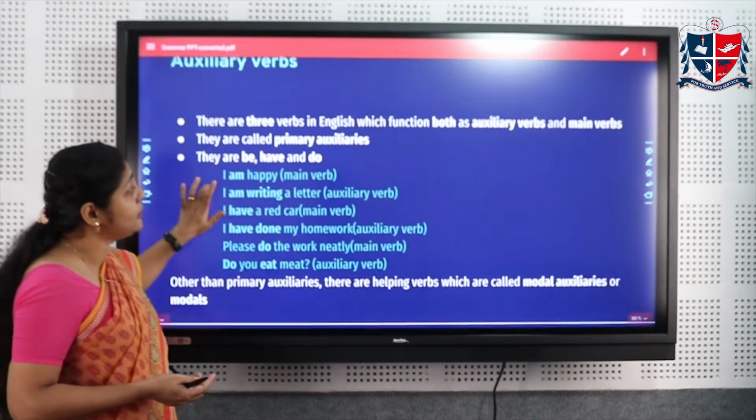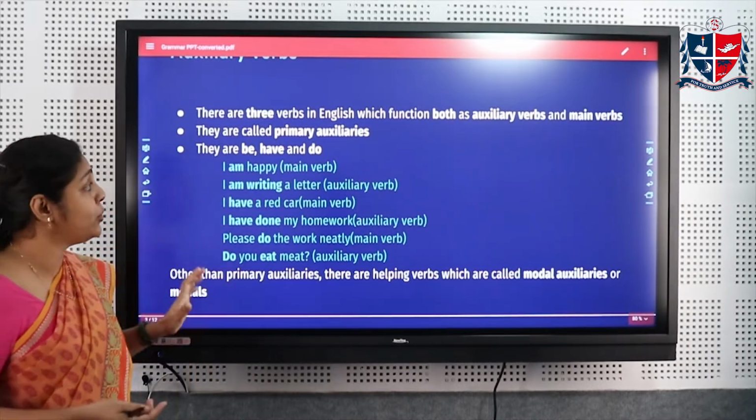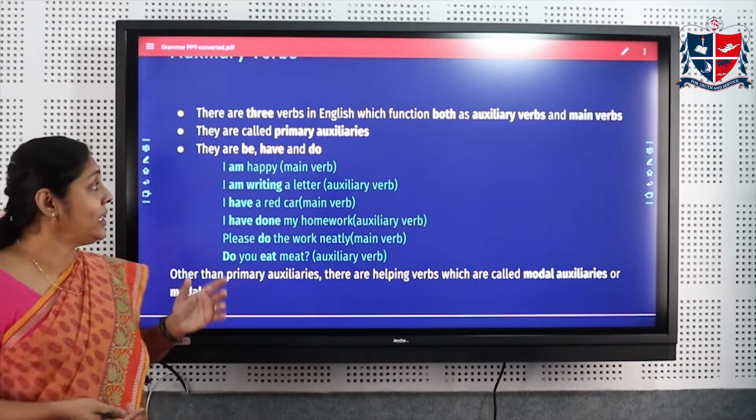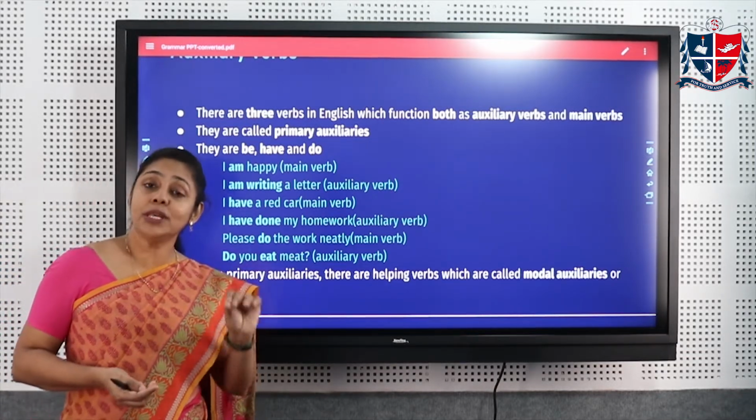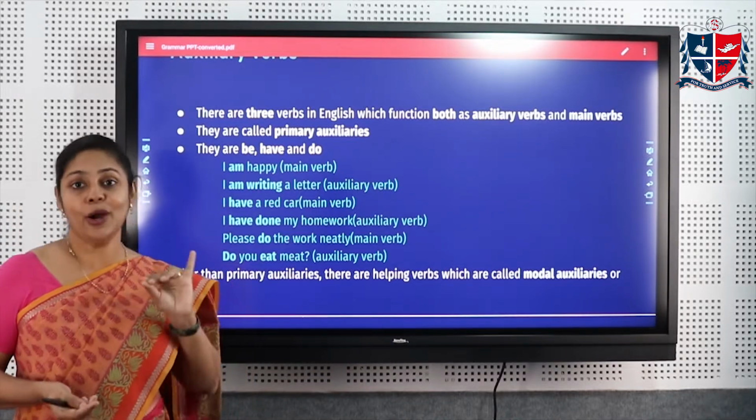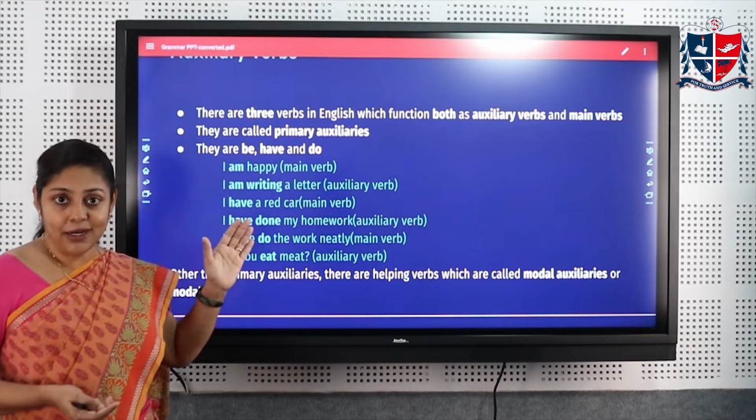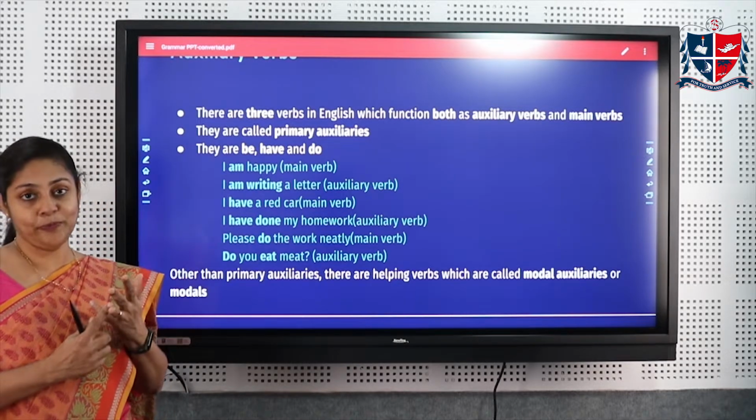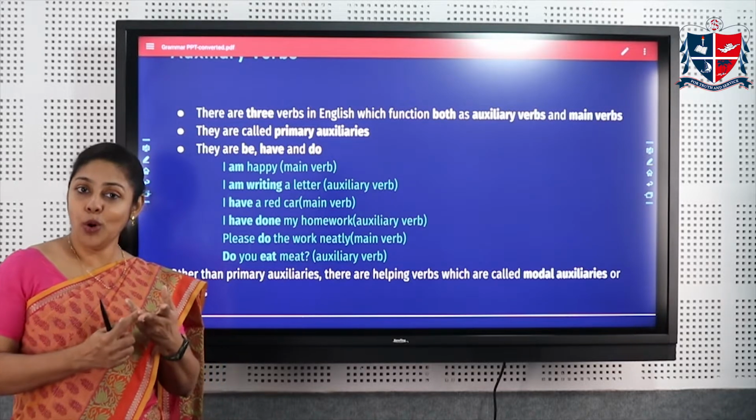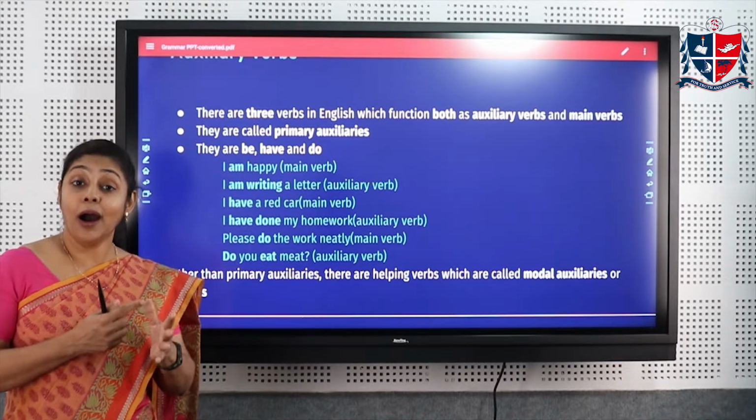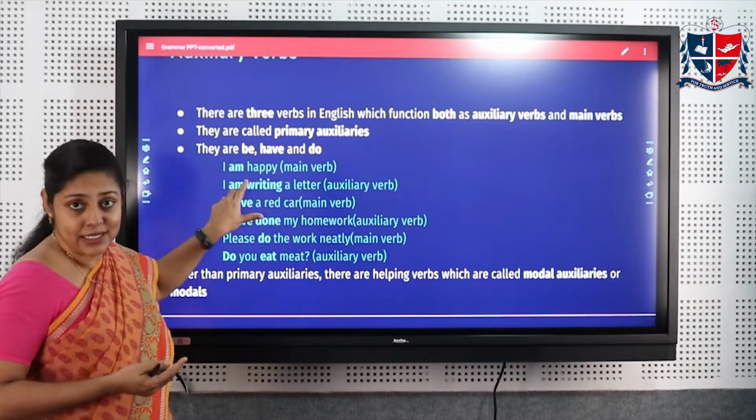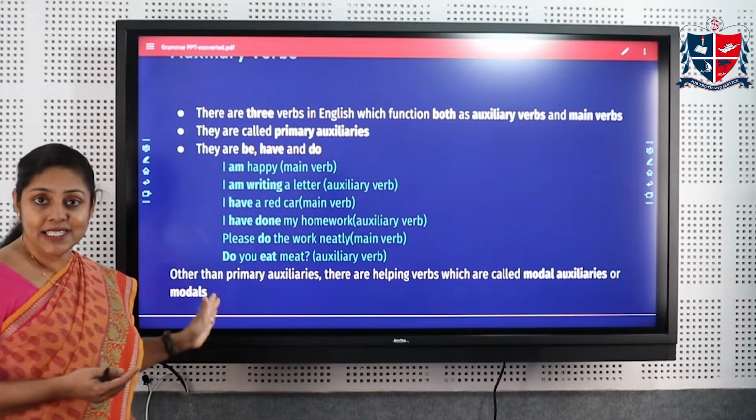Now, there are three verbs in English which function both as auxiliary verbs and also as main verbs, right? And because they function both as auxiliary verbs and main verbs, they are called primary auxiliaries. And they are be, have, do. We have different forms of be, right? We have is, was, were, are, etc., right? So, look at these sentences. I've given 6 sentences here.